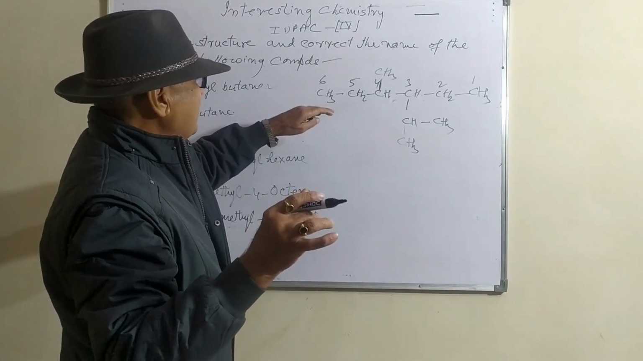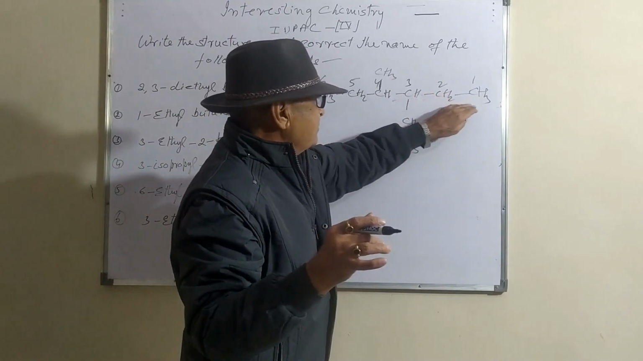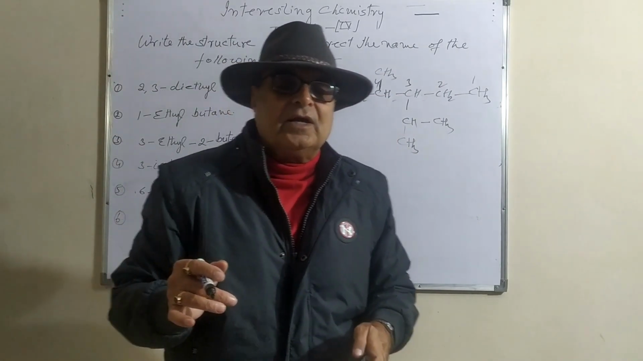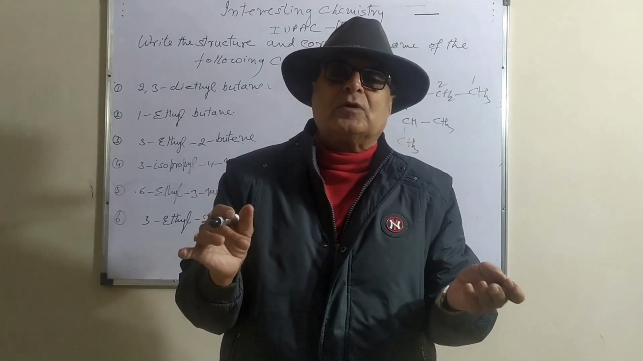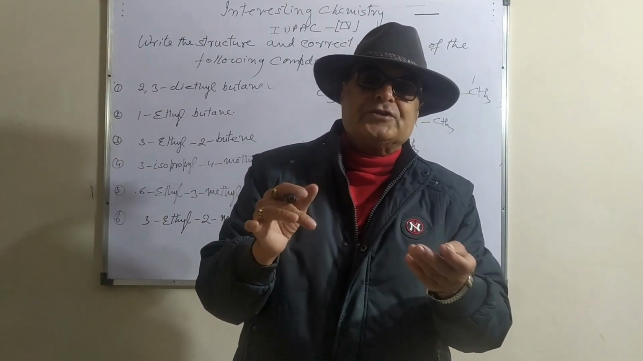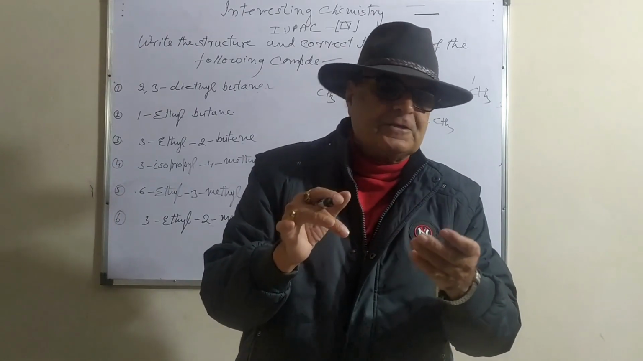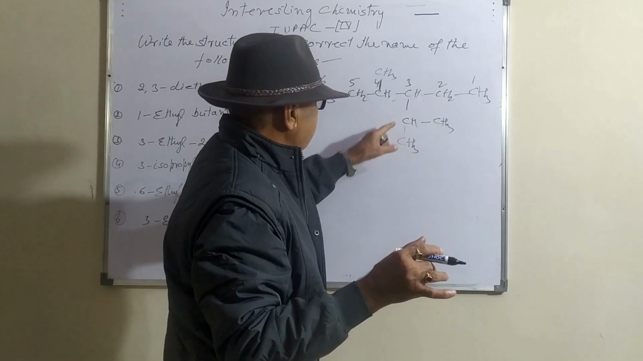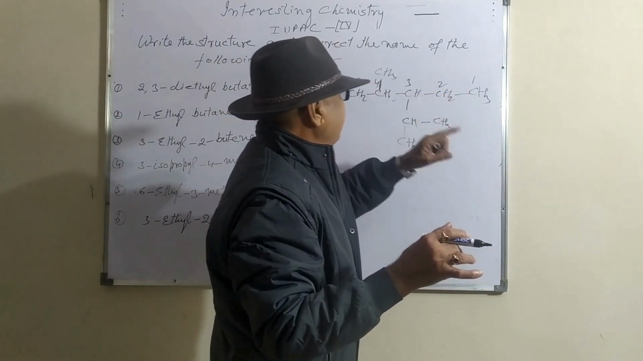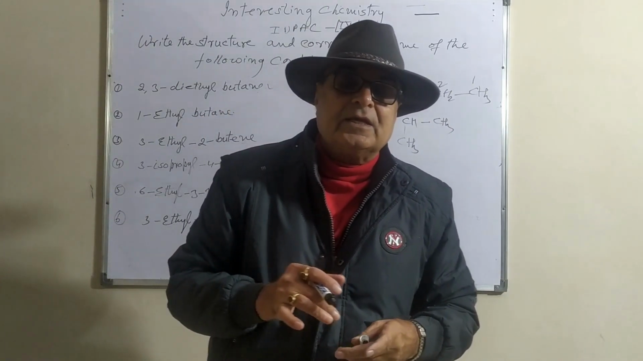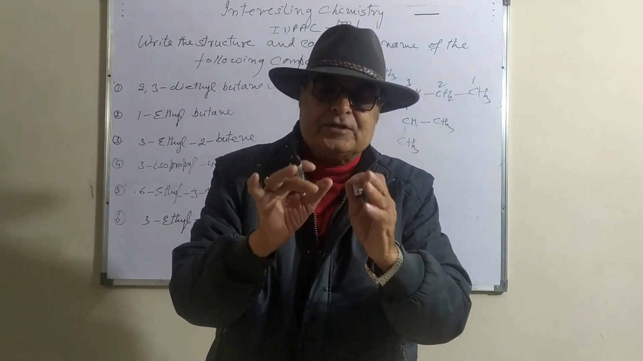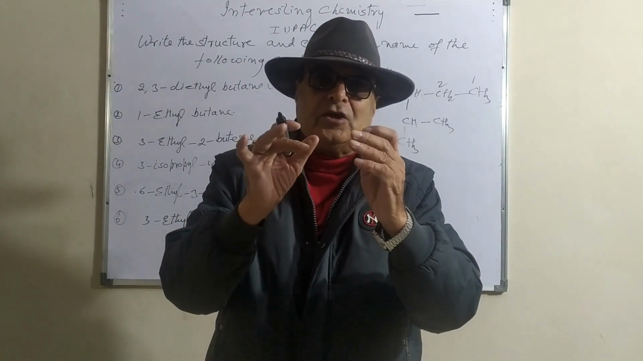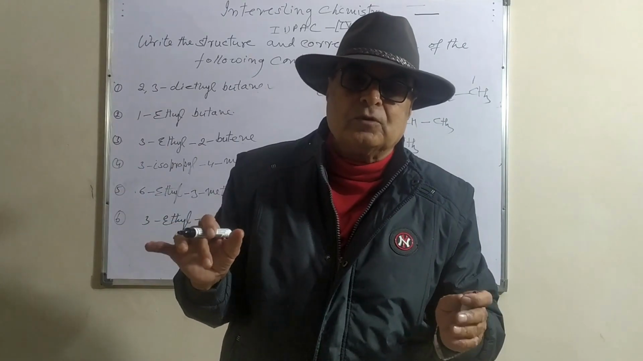Please check the longest chain: 1, 2, 3, 4, 5 and 6. Here there are two longest chains having the same number of carbon atoms, that is 6. Which longest chain will you select? I told you that when there are two longest chains with the same number of carbon atoms, the chain that has the maximum number of substituent groups will be selected.